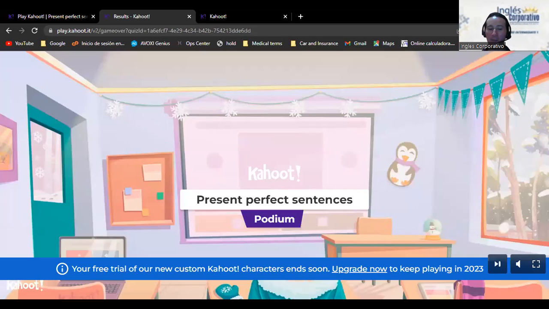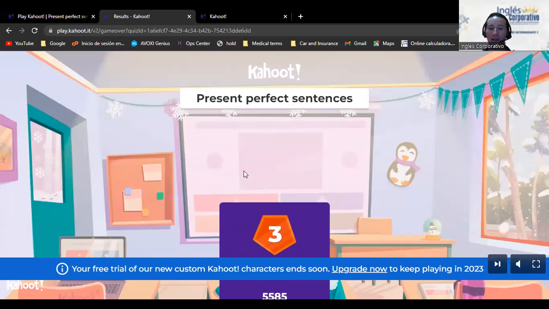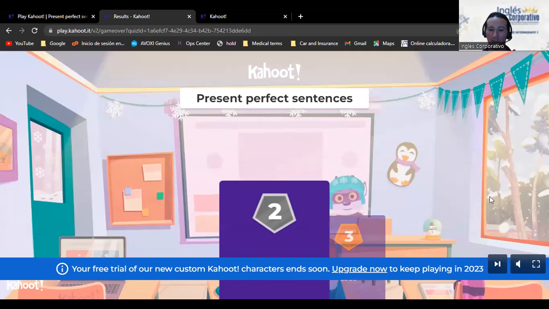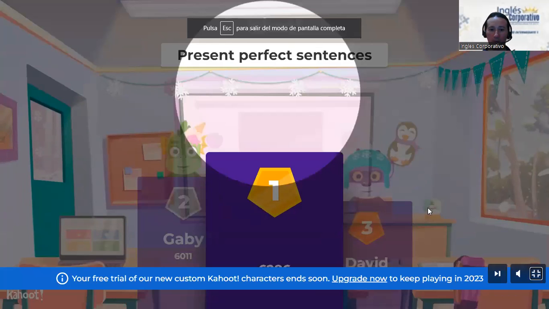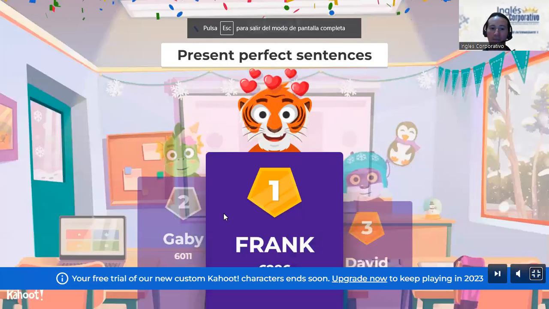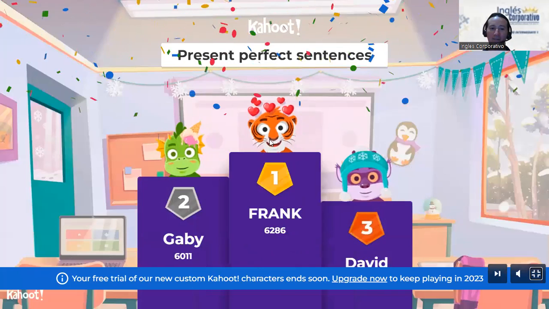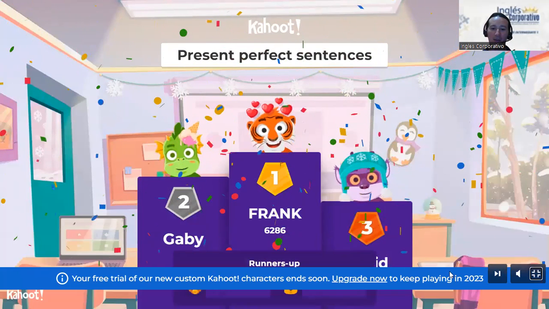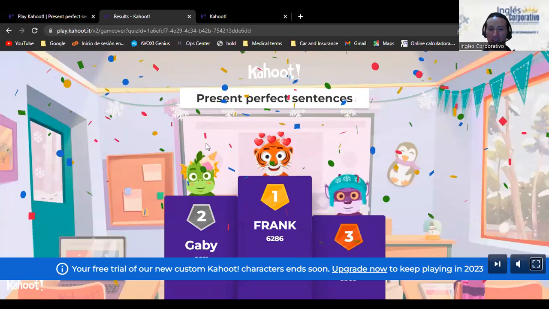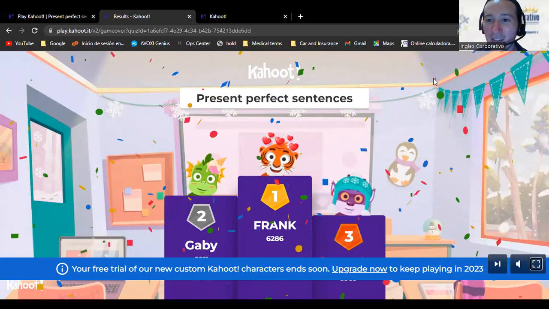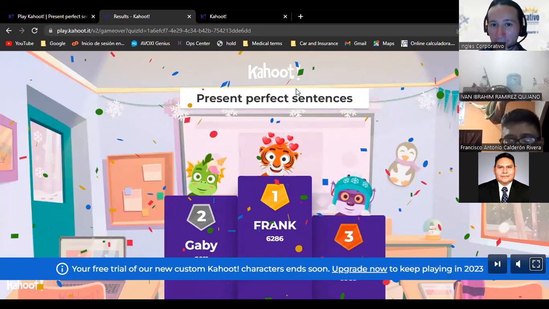Recuerda, ya terminamos, guys. Vamos a ver. Aquí está las personas que quedaron en el podio. Tenemos, perdón, por acá. Entonces tenemos a David, a Gaby y a Frank, okay? There we go. Que ahí está. Entonces eso es lo que les quería mostrar para hoy, guys.